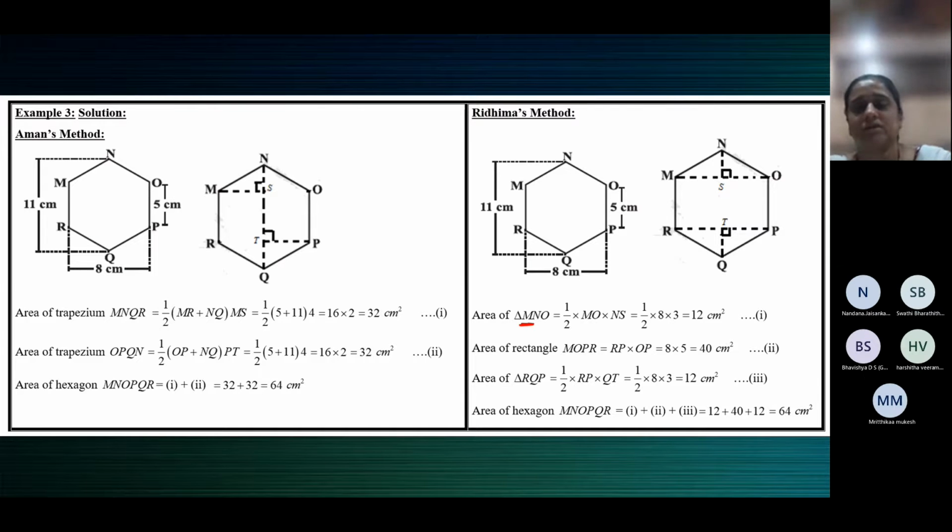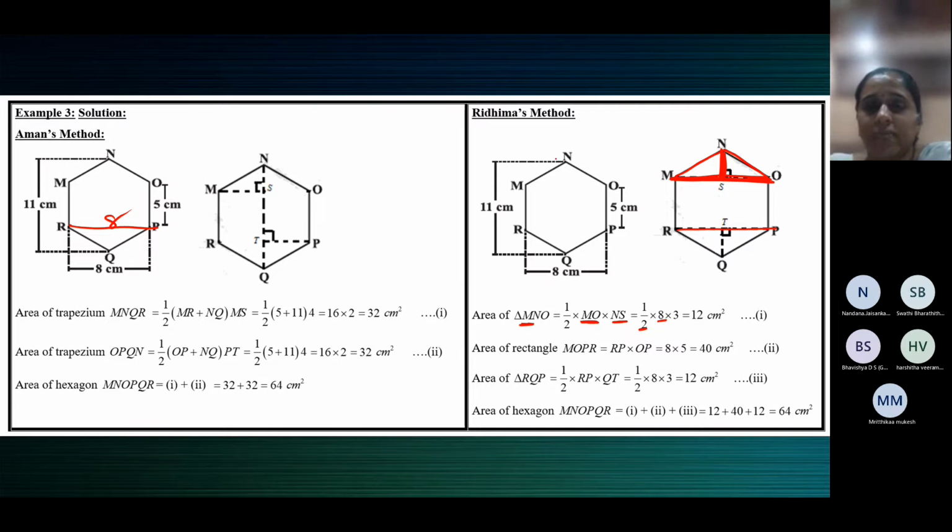Half base into height. So in triangle MNO, if you take MO as the base, NS is the altitude. Half base MO into NS altitude. So that is half into, how much is MO? We just understood that RP is 8. RP, this full thing is 8. That means MO is 8. So half into 8 into NS.